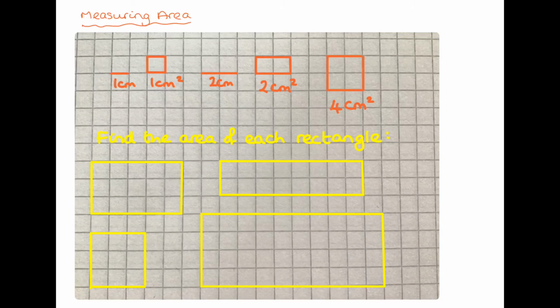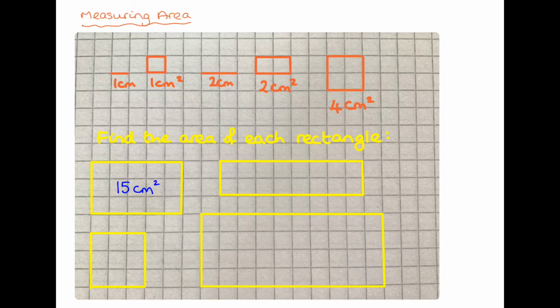So we're going to have a look at the following rectangles now. Let's look at this first one here. We could count all the squares. 1, 2, 3, 4, 5, 6, 7, 8, 9, 10, 11, 12, 13, 14, 15. So the area of that rectangle is 15 square centimetres, and we worked that out just by counting them.